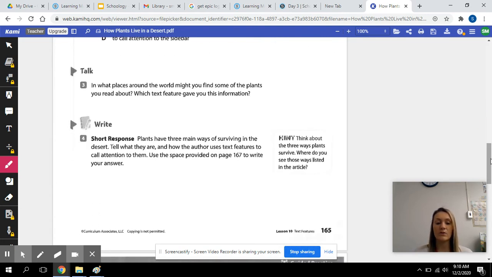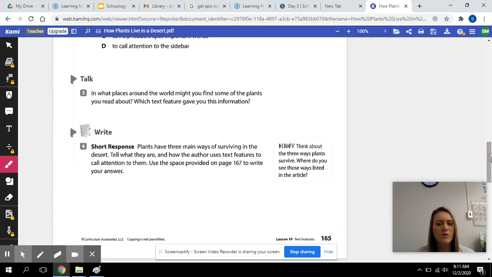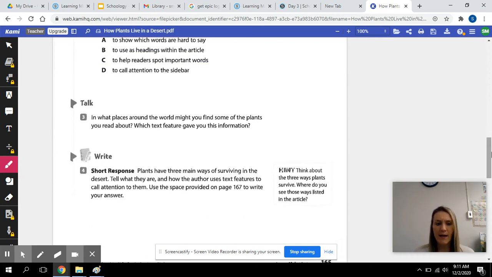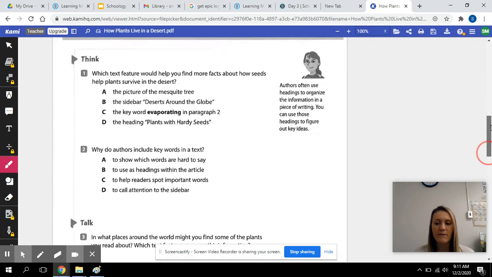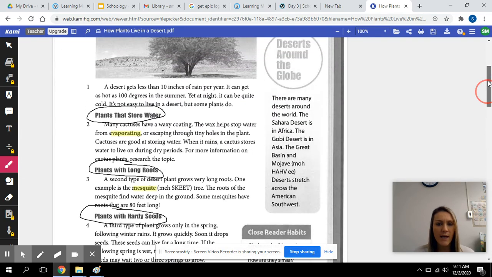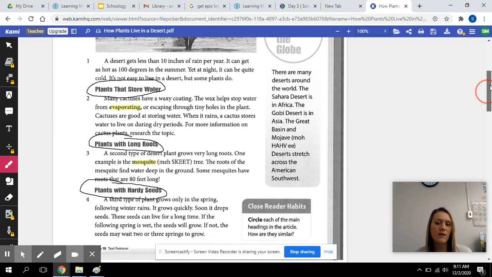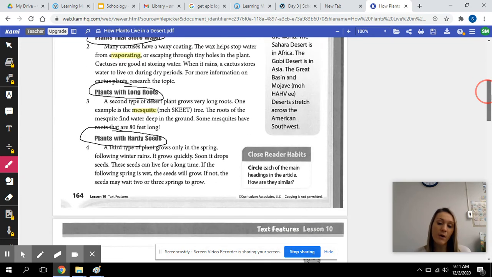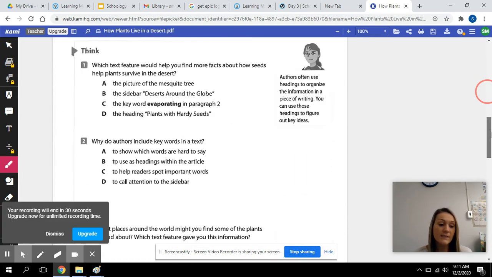And then you will do the turn and talk. In what places around the world might you find some of the plants you read about? Which text feature gave you this information? So if I wanted to know where I could find these type of plants, where would I look? And what places have these? And then where did I find that information? It's somewhere in this text. Did I use a heading, a keyword, a sidebar to give me different places?